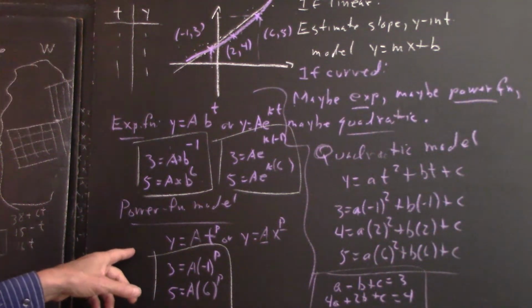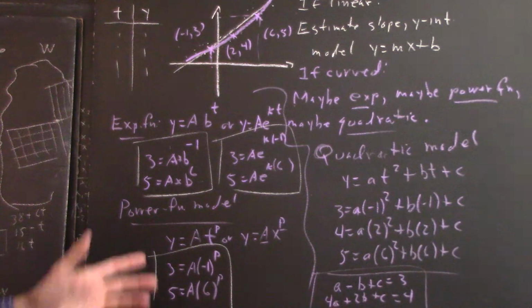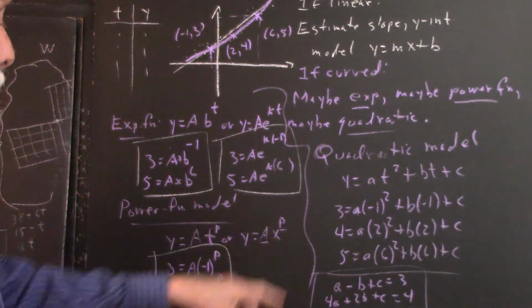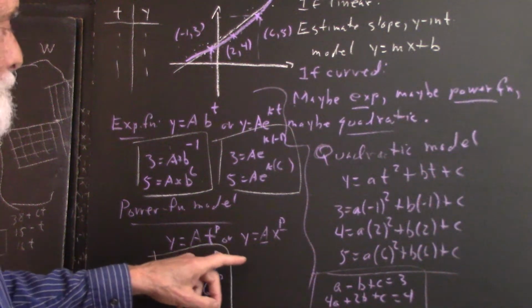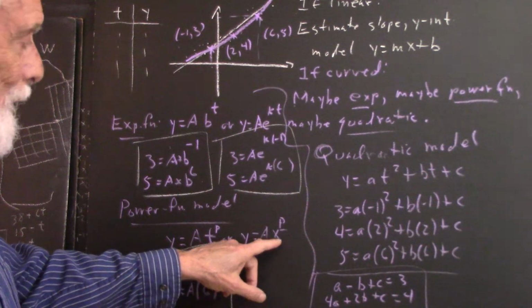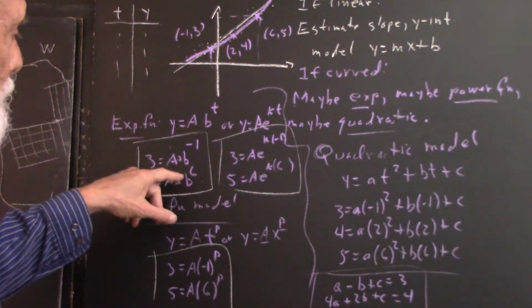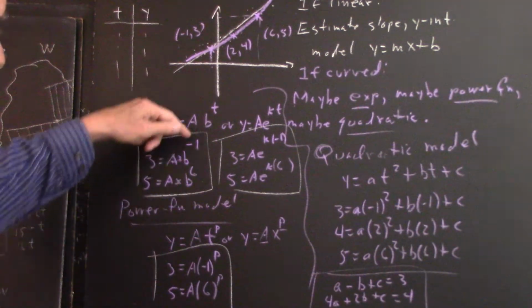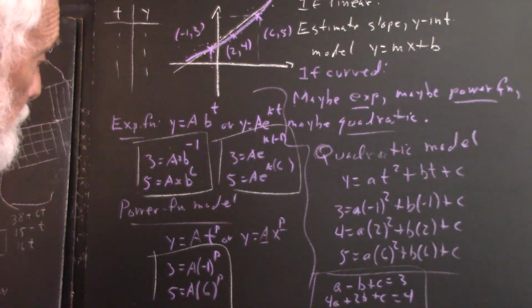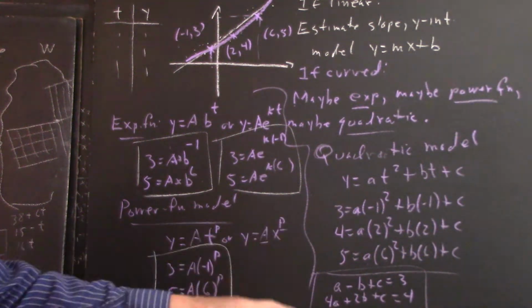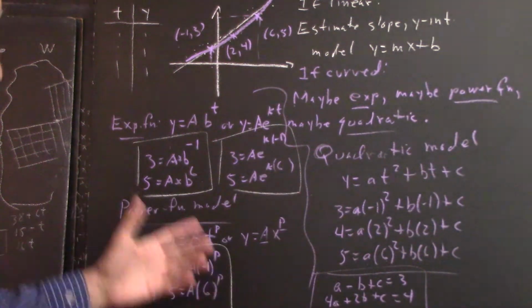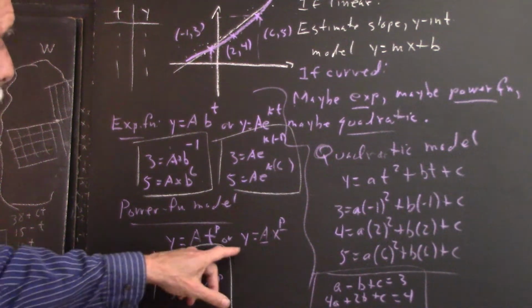Okay, now you can do a power function model as well. Power functions look like a x to the p or a t to the p. The variable is now the base, as opposed to an exponential where the variable is up in the exponent. This is like a x squared or a x to the -2 or a x cubed, whatever.